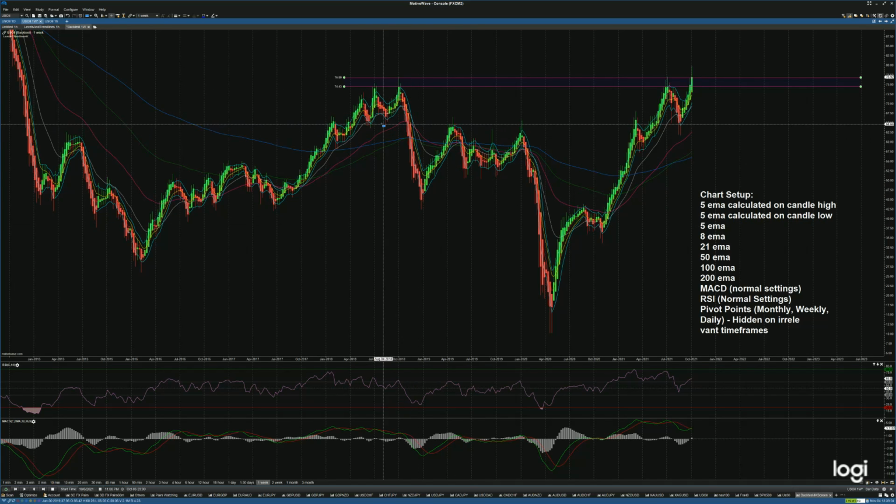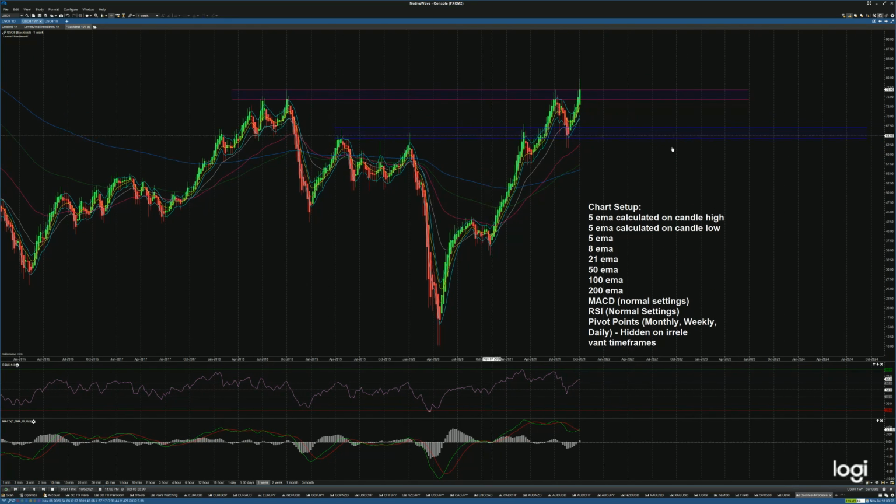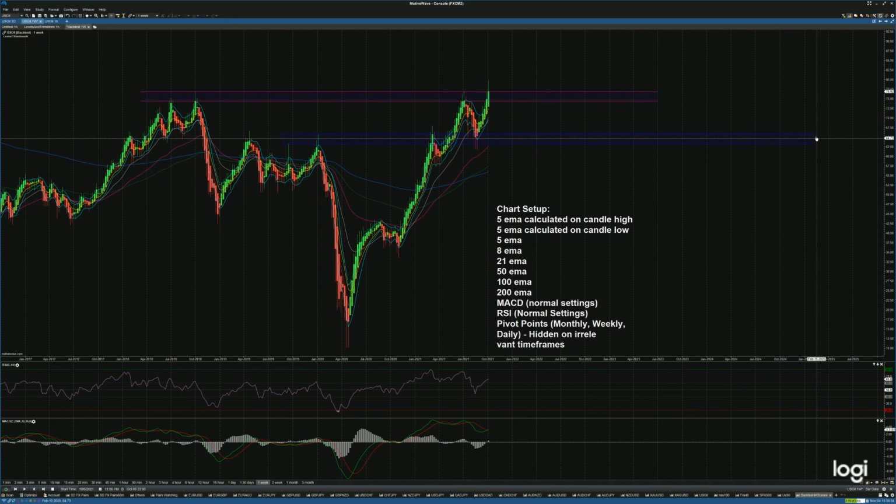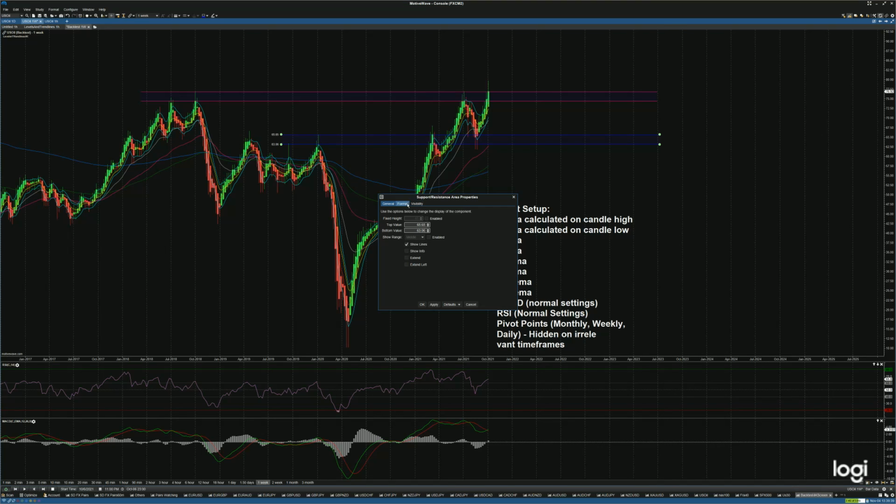I'll quickly draw in a few more of these. I could draw one there, and you could say there's one kind of there, but what I tend to do is update it to fit the most recent price action, even if there's a legacy of price at those levels. So with that in mind, I'm going to take that one and stick it right there. Okay, we'll get that a nice pink colour.